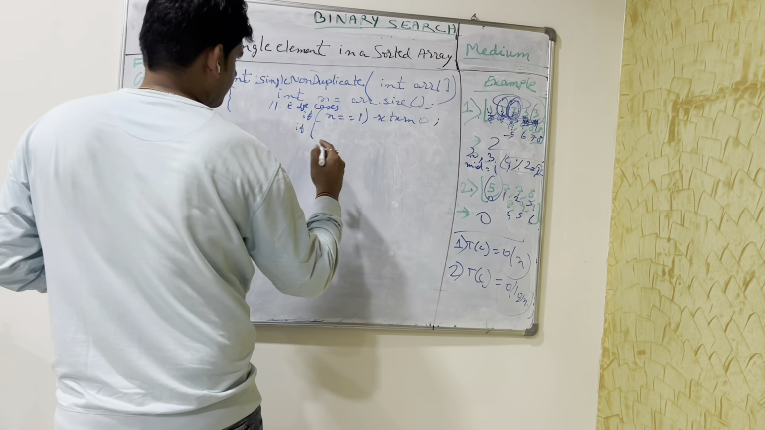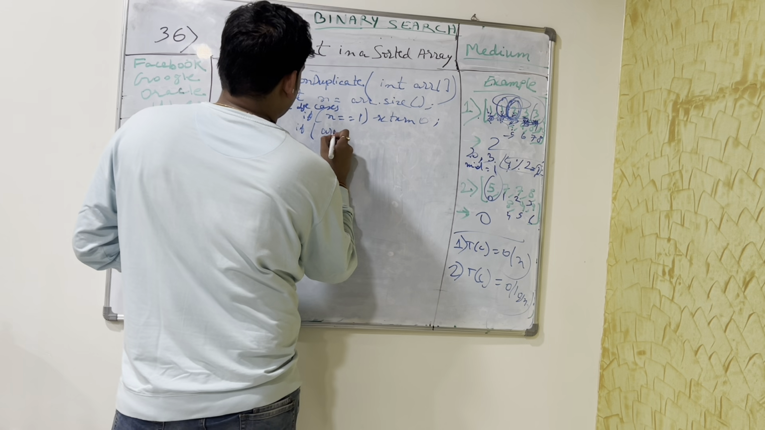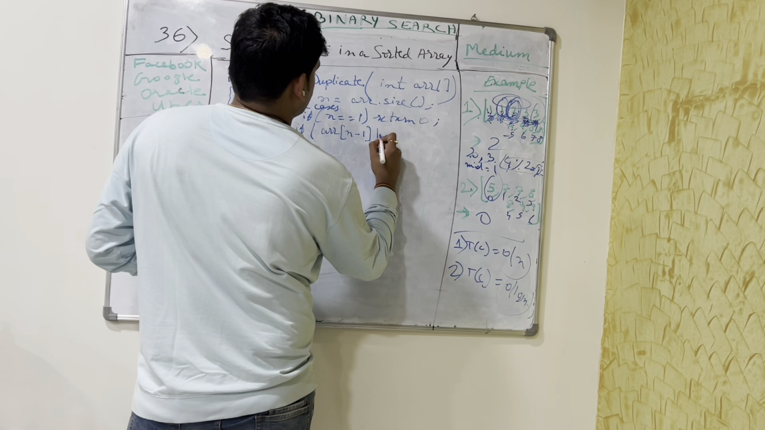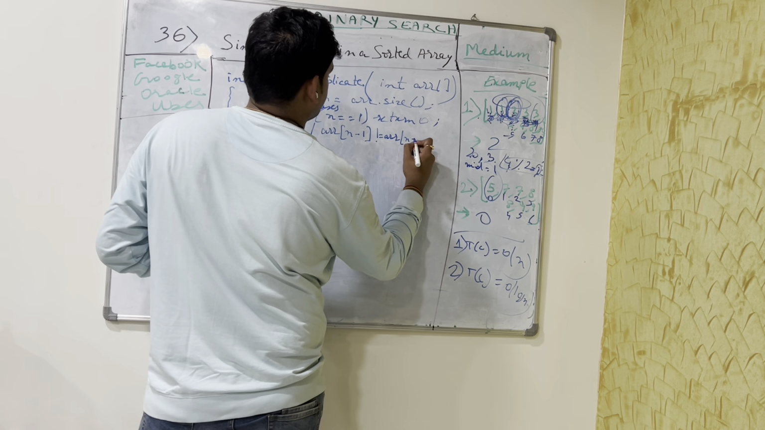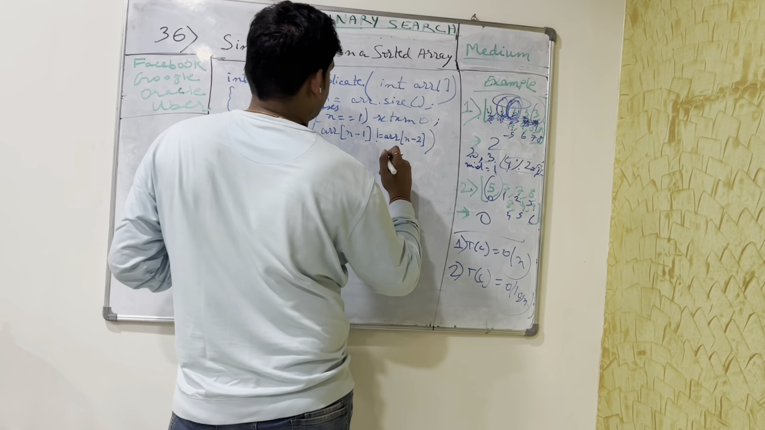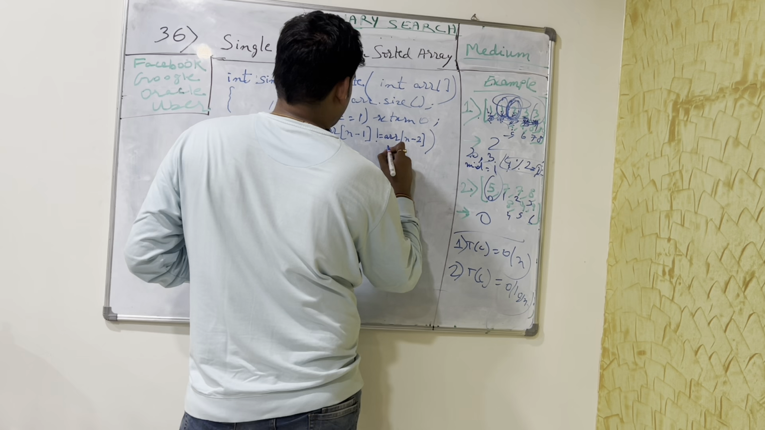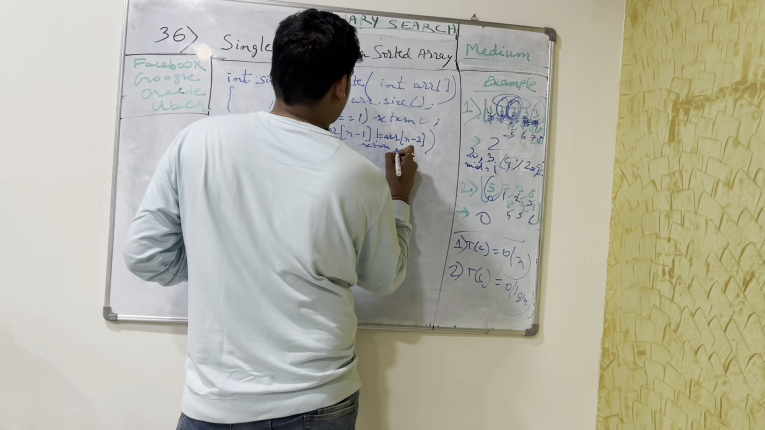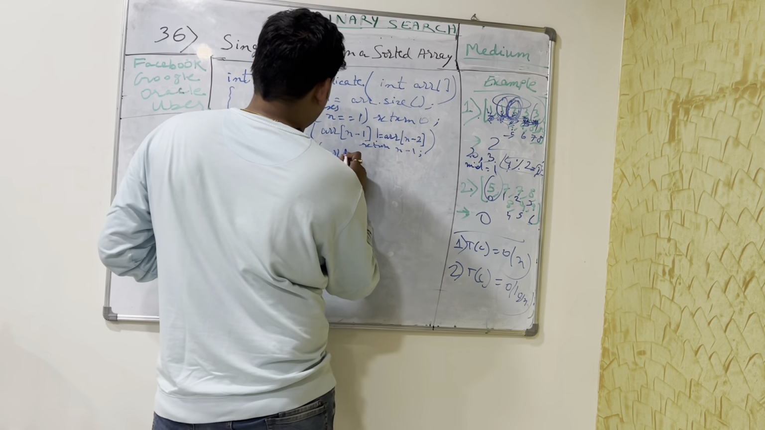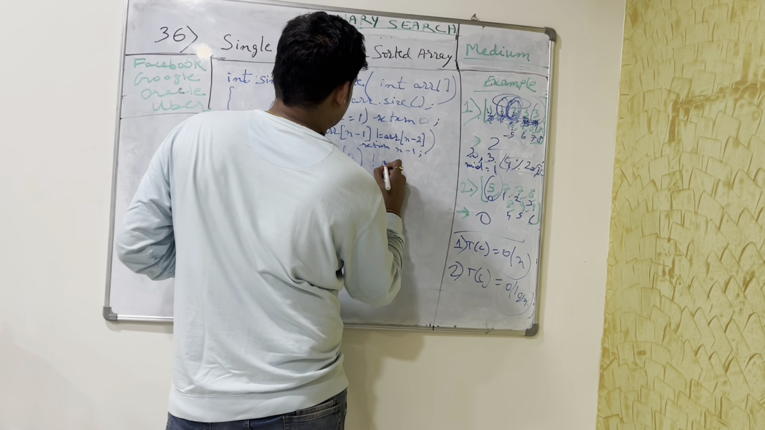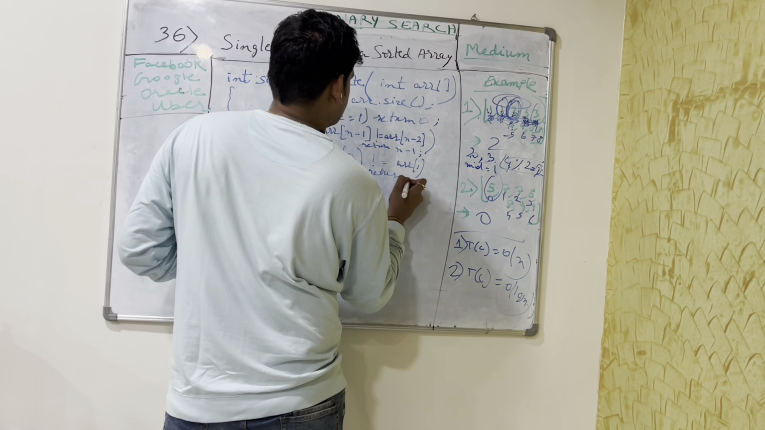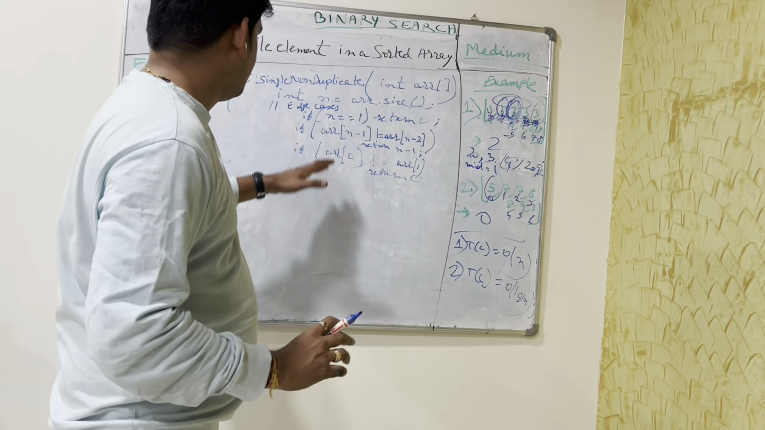If array of n minus 1 is not equal to array of n minus 2, okay, that means the last element is not equal to its previous element, then we will return n minus 1. Of course, if array of 0, for example this one, is not equal to array of 1, that means we will return 0. Right? These are the edge cases.